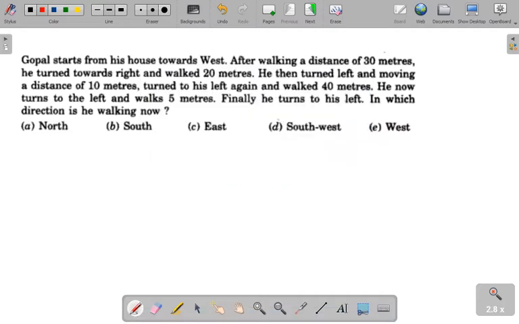Hi all, welcome to the session on direction. The weightage of this topic is one question, and there are three types of problems which are asked. We will discuss all of them.